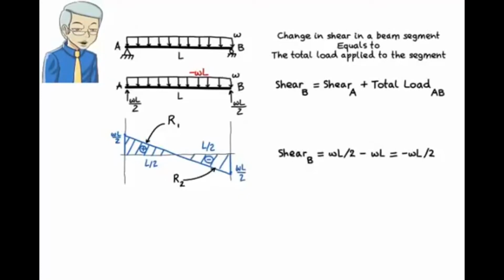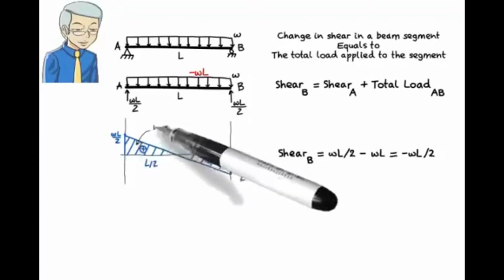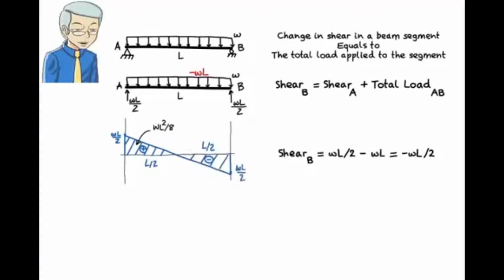R1 forms a right triangle with a height of WL over 2 and a base of L over 2. Therefore its area is WL squared over 8. R2 has an area equal to WL squared over 8, but this area is negative since the region is below the x-axis. We draw the moment diagram segment by segment. It's customary to do so from left to right, so first we draw the moment diagram for R1, then we do it for R2.